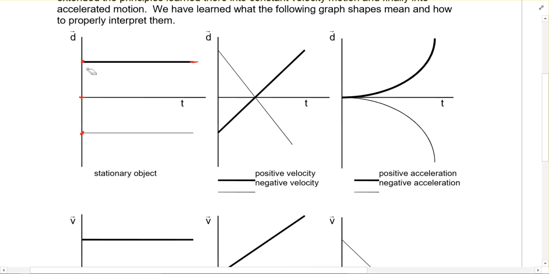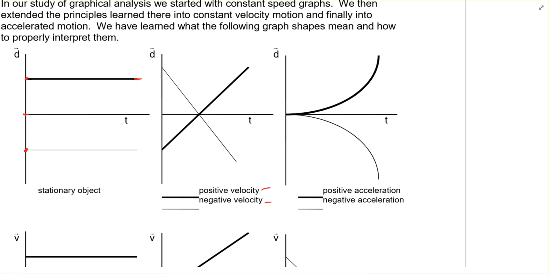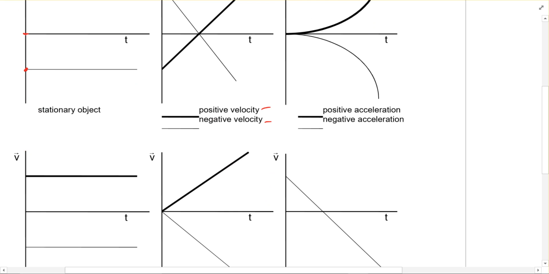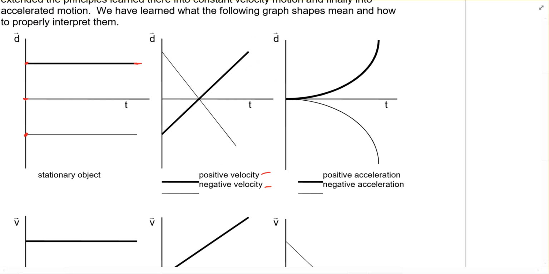Okay. This one, if you've got a straight line going up or a straight line going down, going up is going to be a positive velocity, going down is going to be a negative velocity. A curved line on a distance time graph is going to be acceleration. And really, the only time you're going to have a curved line is when it's accelerating. And that's the only one, right? If you look through all these, the only time you have a curved line is on a position time graph, and it means it's accelerating.